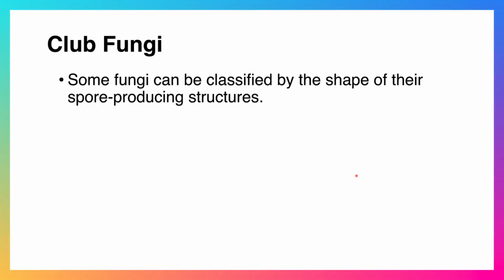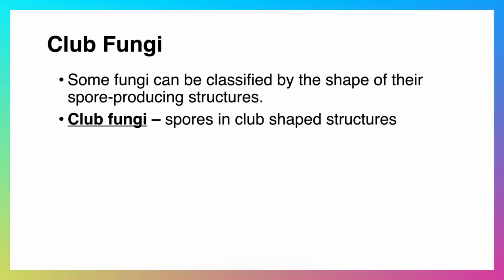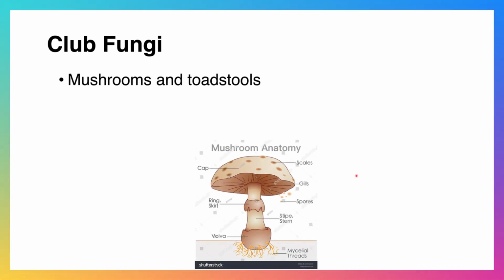Some fungi can be classified by the shape of their spore-producing structures. So the club fungus has a club-shaped spore-producing structure. And here's an example of a club fungus. You've seen these out and about if you've gone out in the woods, or some may grow in your yard. These are mushrooms, also known as toadstools. Some people used to say mushrooms were edible and toadstools were not edible, but I don't think that distinction actually holds up.